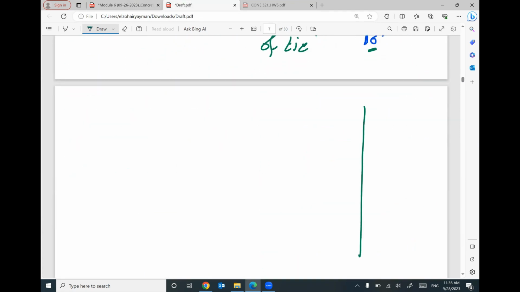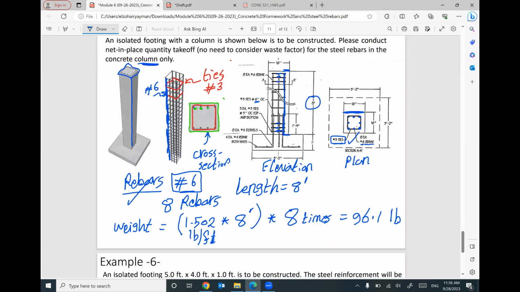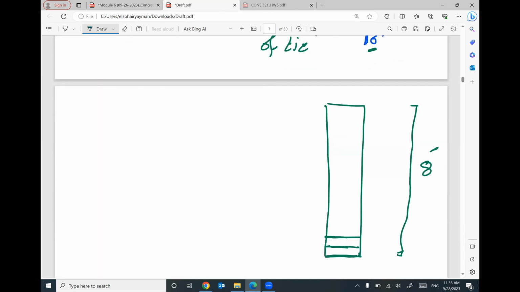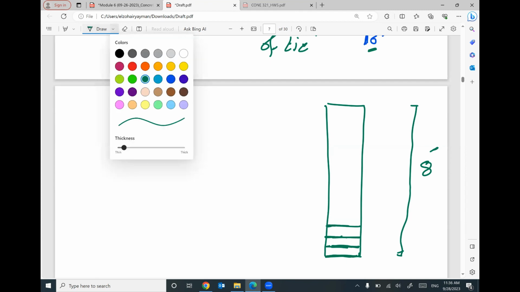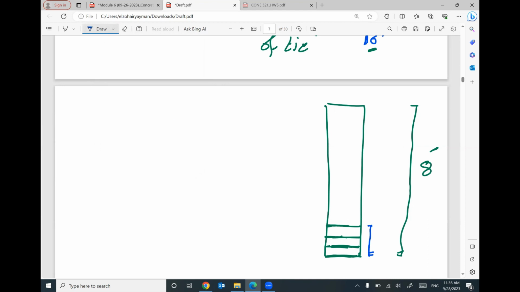Here is the top, the elevation of the column, and the total length is 8 feet. I will put 1, 2, 3, with 3 inch, 3 inch, 3 inch. And we have also 3 at the top, 3 inch, 3 inch, 3 inch. And then I will put my ties every 6 inch.